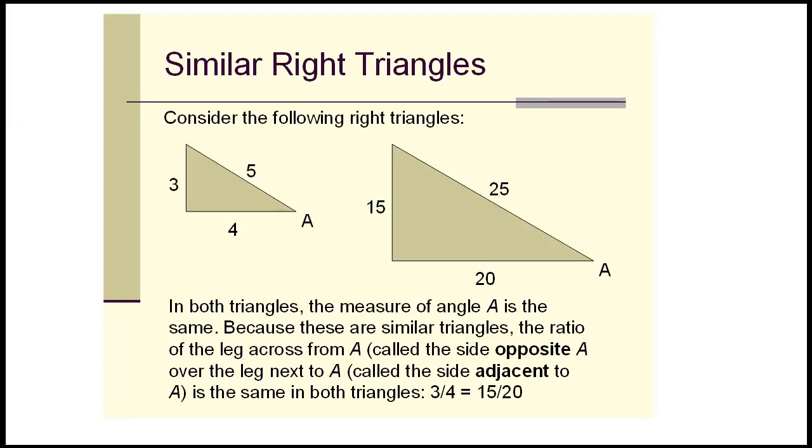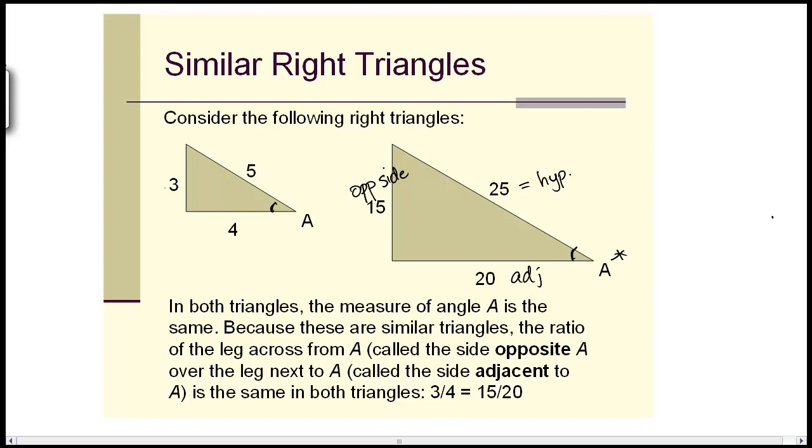We have the 3, 4, 5 and 15, 20, 25. In both triangles, the measure of angle A is the same. Because these are similar triangles, the ratio of the leg across from angle A, called the opposite, over the leg next to the angle, called the adjacent to angle A, is the same in both triangles. So with respect to angle A, the 15 would be considered the opposite side or the opposite leg. The 20 would be the adjacent side or the adjacent leg, and the 25 would always be the hypotenuse.